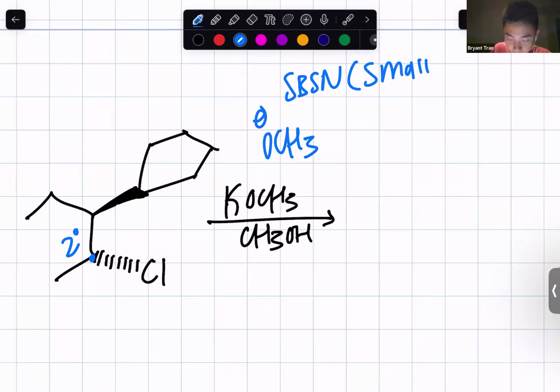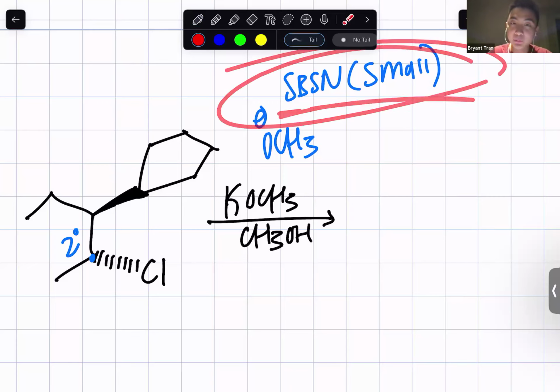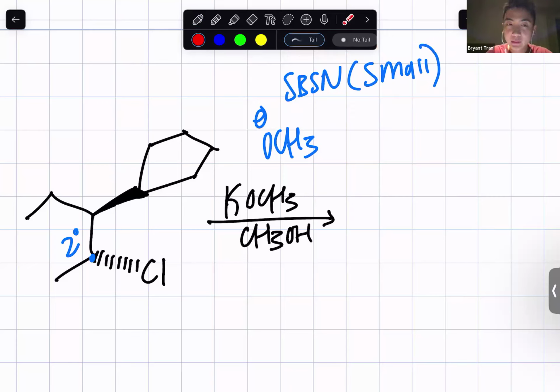I'll go over the bulky ones with the Hofmann example after this, but if it's small, it's going to be able to form the more substituted alkene, the Zaitsev alkene. We see that this is the alpha carbon. These are the beta carbons, and we're going to be interested in the beta protons. If we want to make the more substituted, more stable alkene, we're going to look at this beta carbon here because it's more substituted.